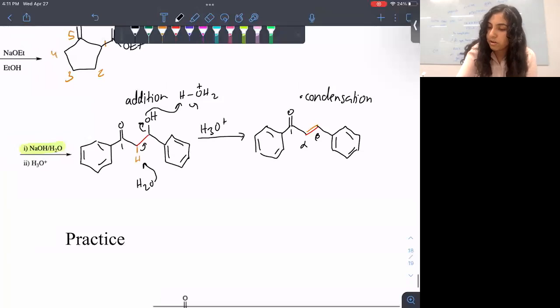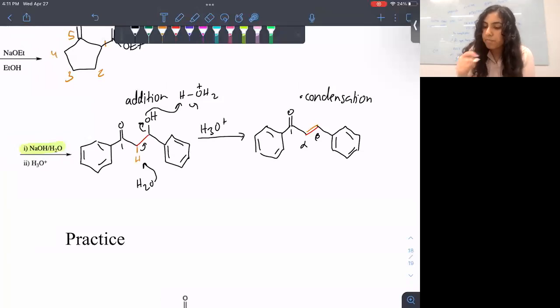And then this is the major product, usually with these reagents. So with these reagents, the first step is the base catalyzed addition. And then the next step is the acid catalyzed dehydration. And then that gives you the final condensation product.